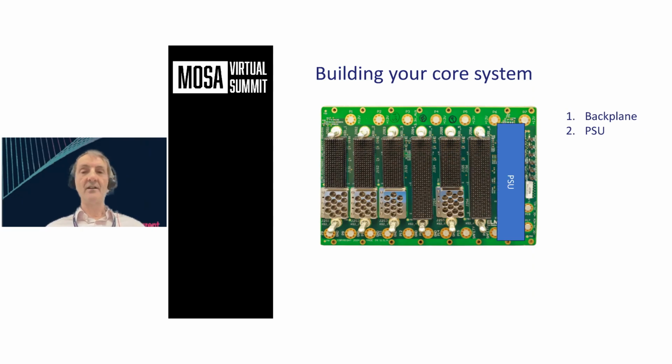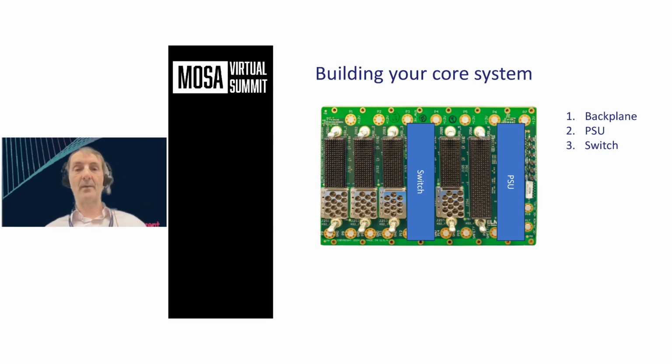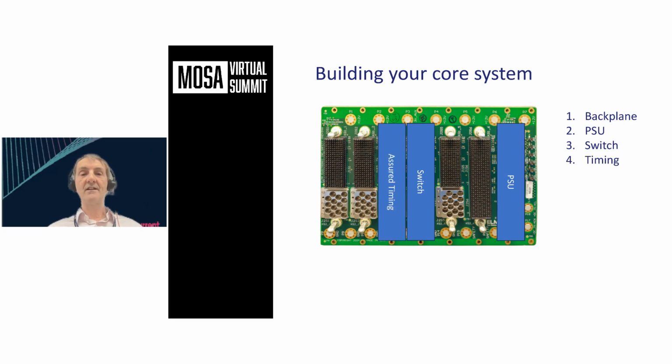So let's look at constructing a system with the proper view of the backplane. Start with the backplane. The slot at the right, that's where your PSU goes. And as I said, those are all standard now, easily obtainable at various different wattages. The switch slot in this backplane and most backplanes lives around the middle because the signals radiate either side of the switch. And the slot just to the left of the switch is where on this backplane the assured timing card goes. And so that really is your core system.